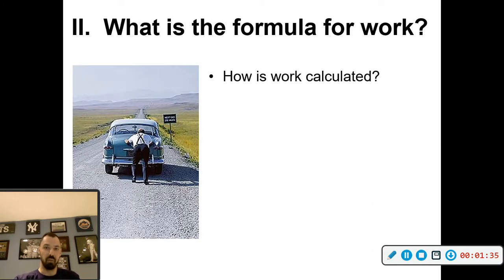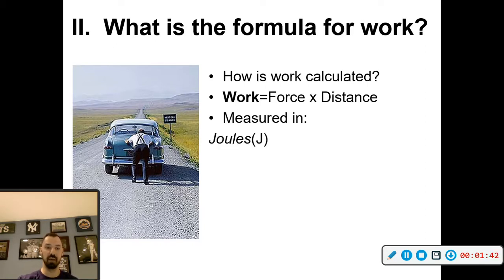Formula for work. There's a little bit of math here. Work equals force times distance. It's going to be measured in another unit named after a person, joules. Jules Verne, I think they were naming it after. A capital J, or the combination of Newtons and meters called Newton meters. Those are the two acceptable units. But instead of writing Newton meters, they decided to make joules a unit, just so they didn't have to write Newton meters all the time.